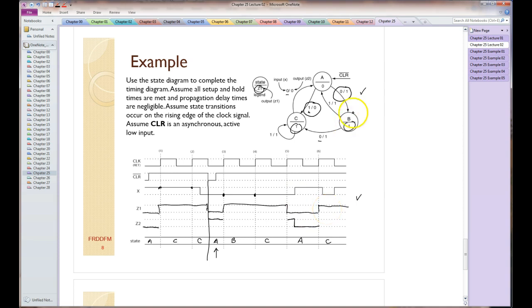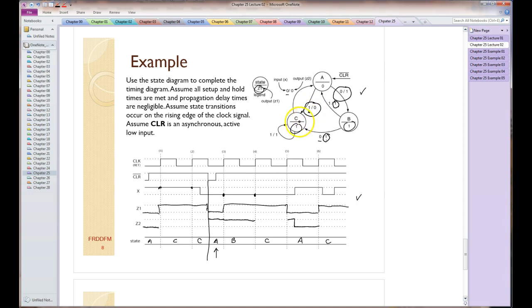For state B, here's the output for state B. It's a 1 all the time in state B. It's not dependent upon anything else. Once again, here are the two 1 outputs. Here's state B, and I'm done with that.